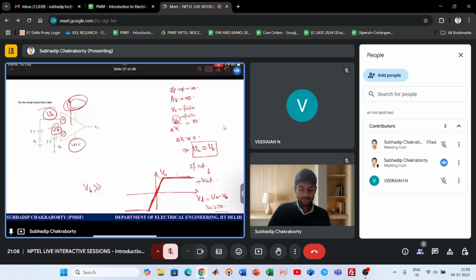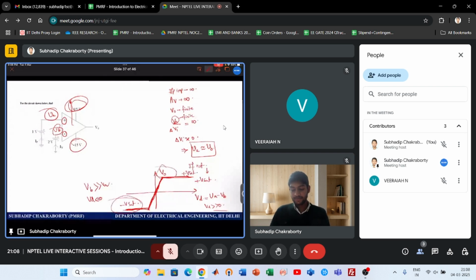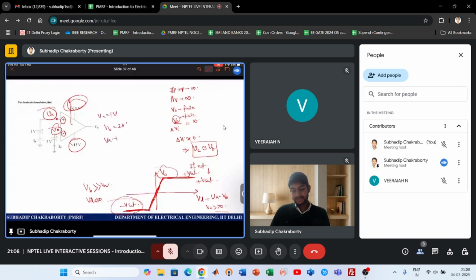And if it goes too low, that means if Vb is much greater than Va, then Vd is much less than 0, which drives the output to minus Vsat or plus Vsat. Now you can understand this. VA is 1 volt in this problem, VB is 2 volts. So VA minus VB is less than 0, which is nothing but driving the op-amp into minus Vsat.